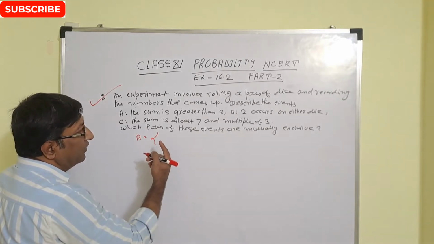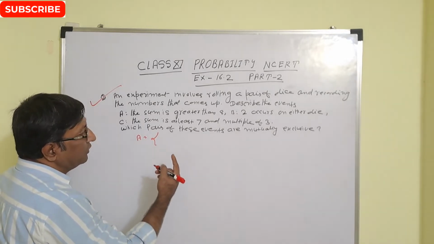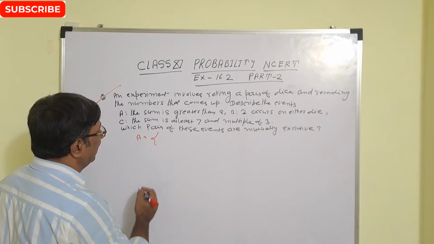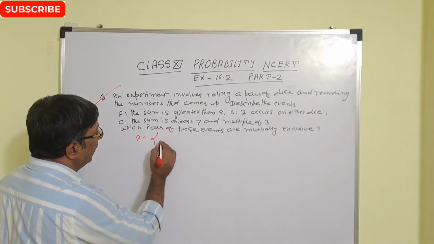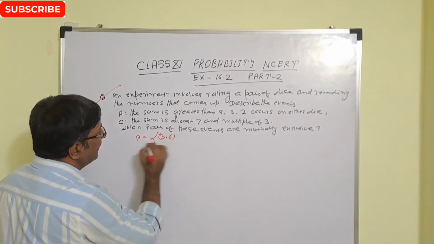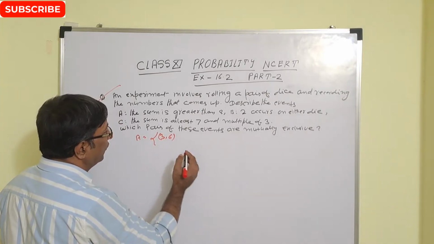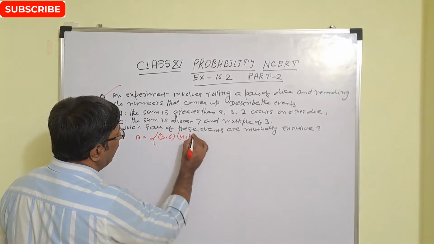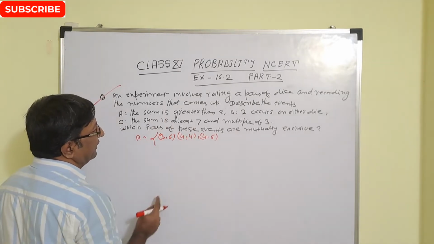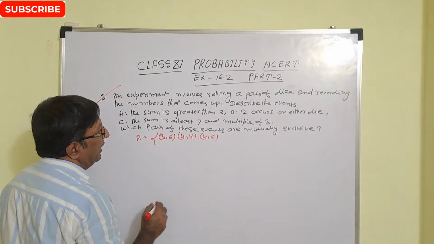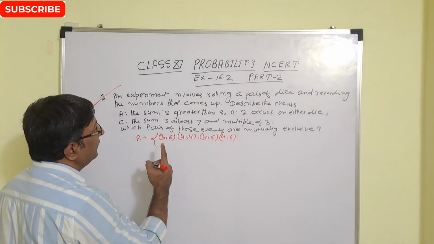So 1, 1, 1, 2, 1, 3, 1, 4, 1, 5, 1, 6: not possible. And 2, 1, 2, 2, 2, 3, 2, 4, 2, 5, 2, 6: not possible. When we go for 3, then 3, 1, 3, 2, 3, 3, 3, 4, 3, 5 not, so this is 3, 6, which is 9. Then for 4: 4, 1, 4, 2, 4, 3, then 4, 4 and 4, 5, where the sum is greater than 8, so 4, 4, 4, 5, and 4, 6. Again, the sum should be greater than 8.